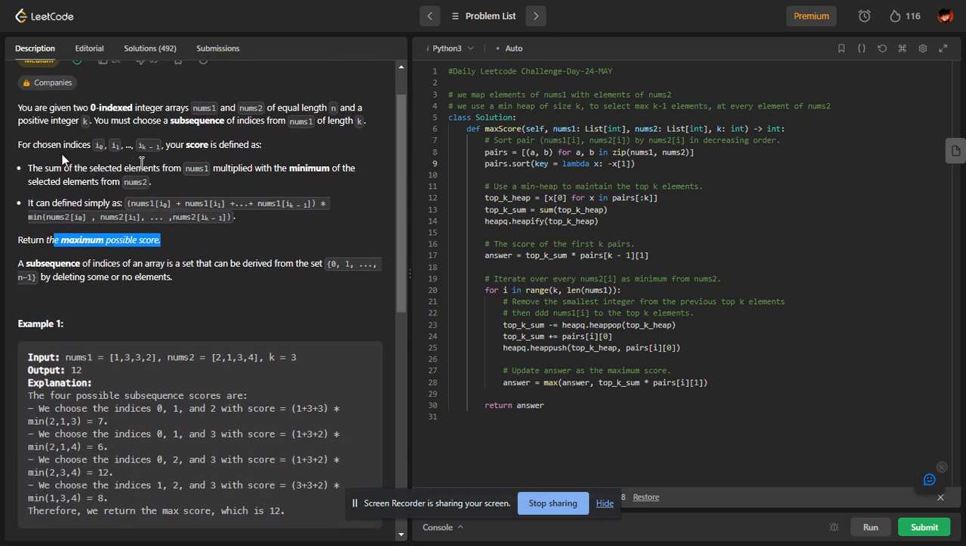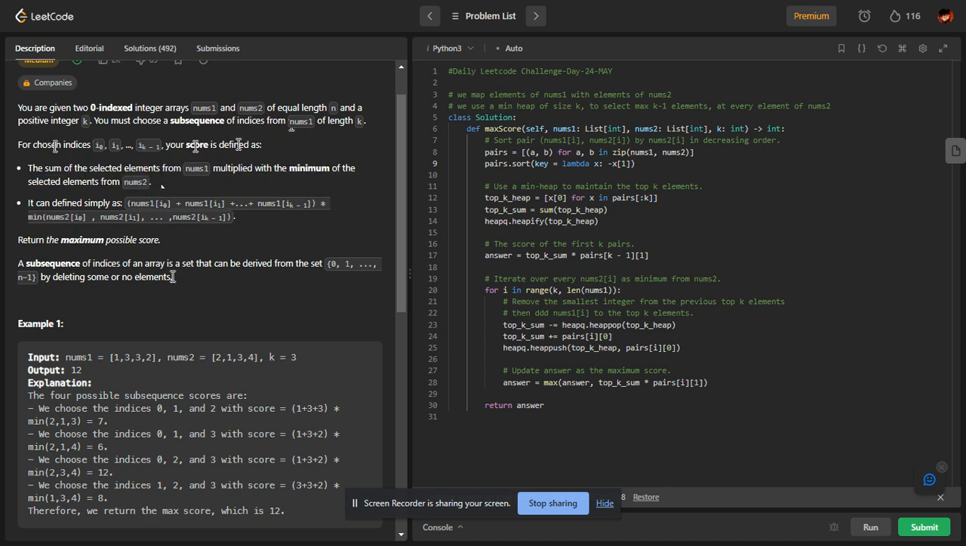Let us see how they have mentioned it in the question in technical terms. We are basically selecting k integers from nums1. The sum of the selected elements from nums1 is multiplied with the minimum of the selected elements from nums2.